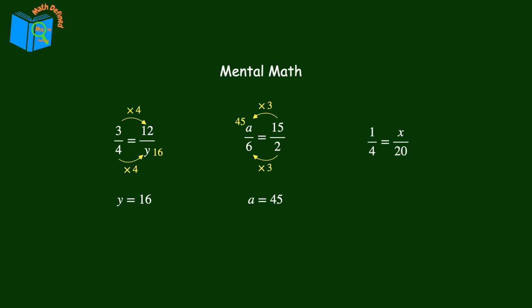Try this one on your own. 1/4 equals x over 20. Multiplying 4 by 5 gives us 20. So we'll multiply 1 by 5 to get 5, and x equals 5.